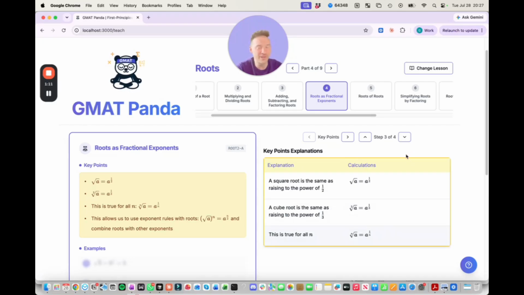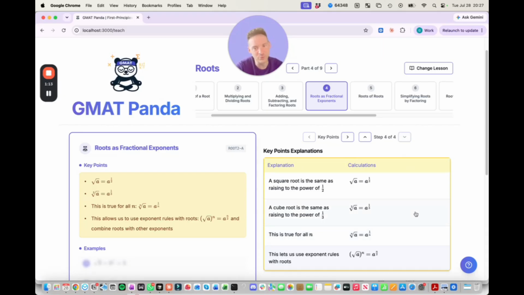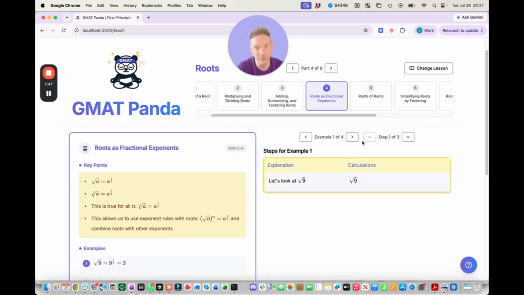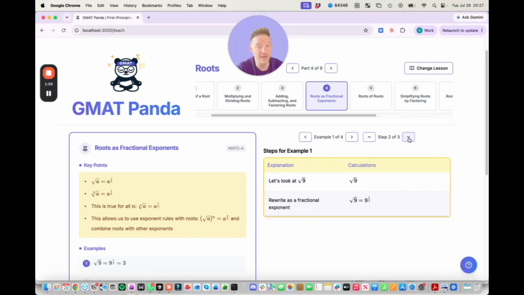Now, why would we want to do that? Well, when we start combining roots and exponents, it's helpful for putting everything in the same format. So here, if we've got square root of a and we're raising that to the power n, well, we can write the square root of a as a to the 1/2, and then when we take the exponent of that exponent, we multiply those exponents together to get n over 2. So let's see a couple of examples. So square root of 9, we can write that as 9 to the power of half.